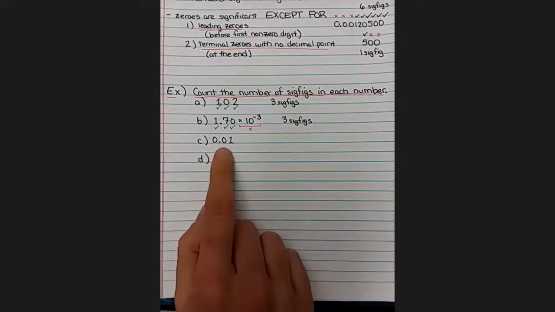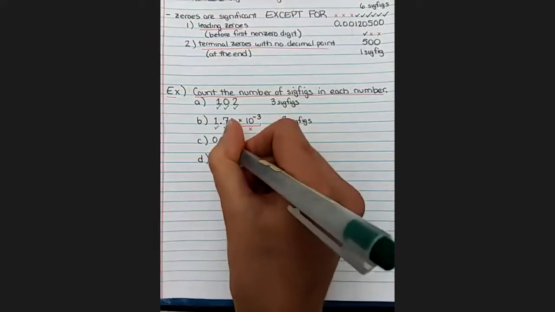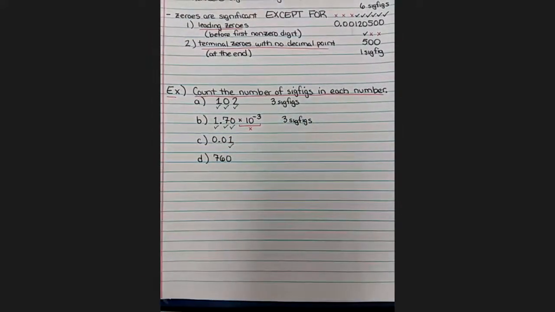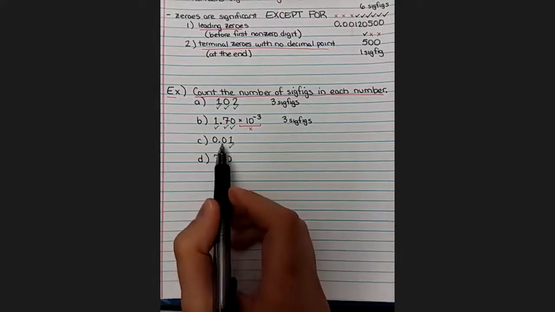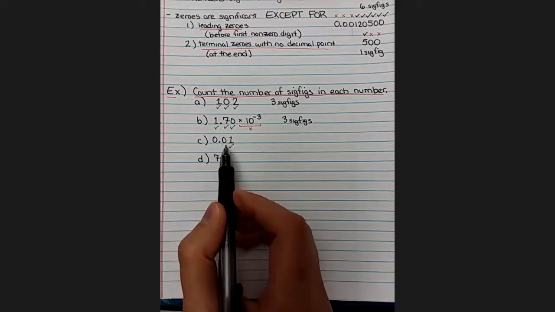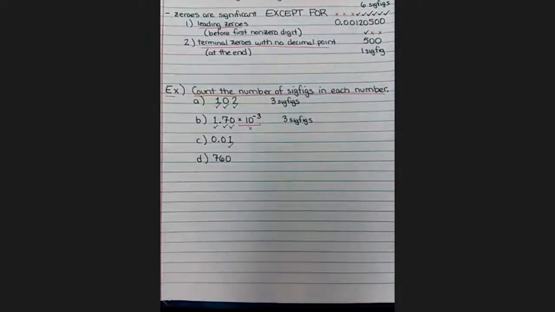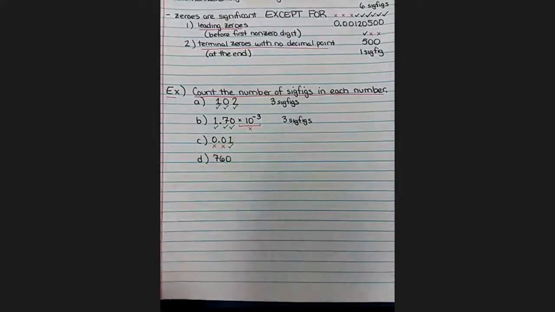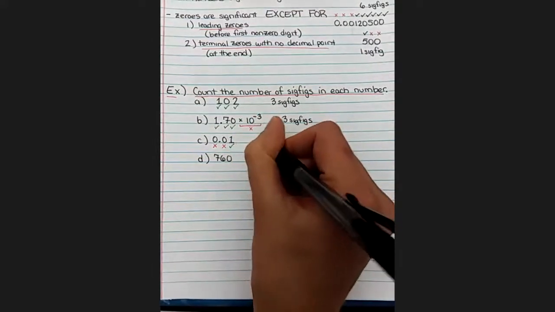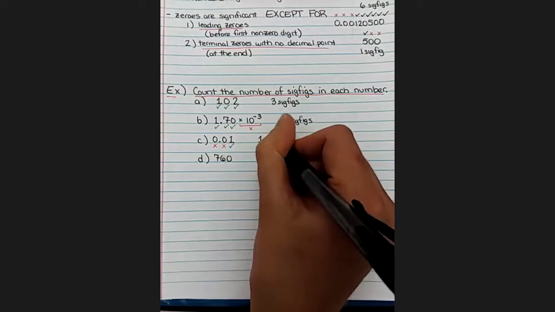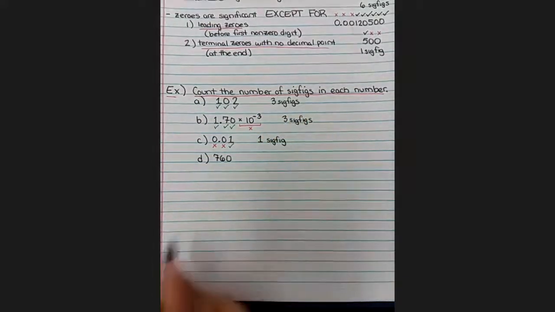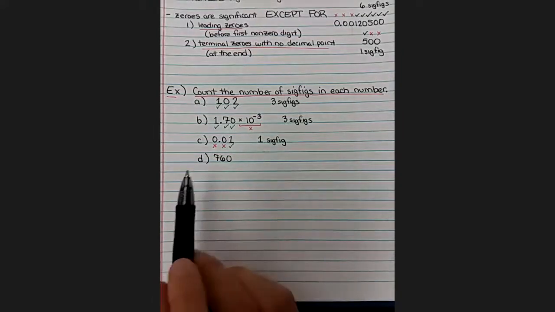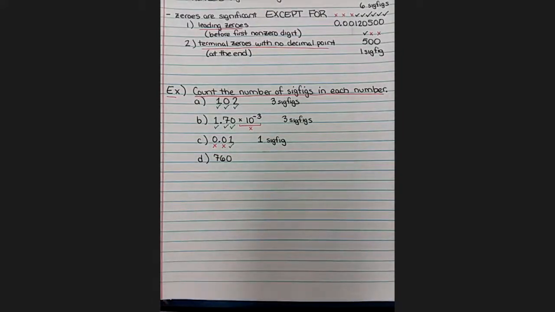All right, down here we've got 0.01. So the 1 is significant because it's not 0. And then these 2 zeros are leading zeros. They come before the first non-zero digit. So we are not going to count those because we didn't actually measure that number. The only number we actually measured was the 1. There's 1 significant figure in this one. And 1 is the smallest number of significant figures you can have. You can never have 0.